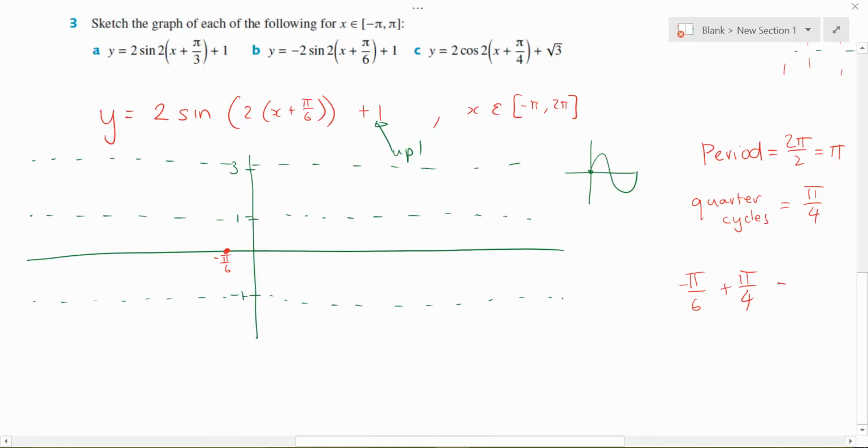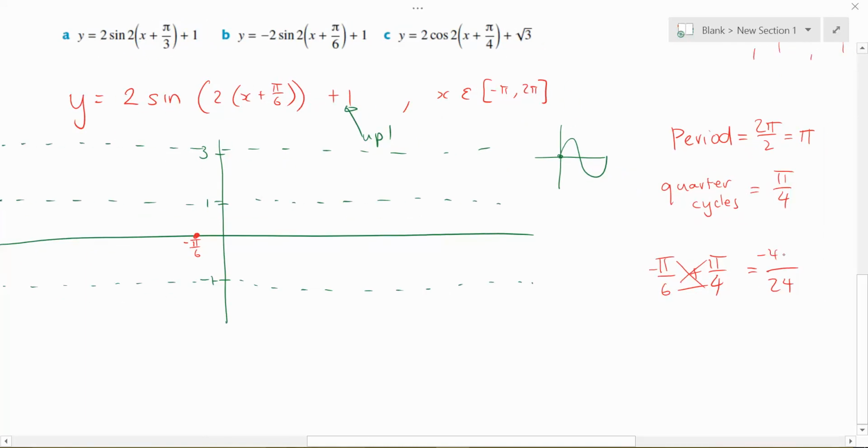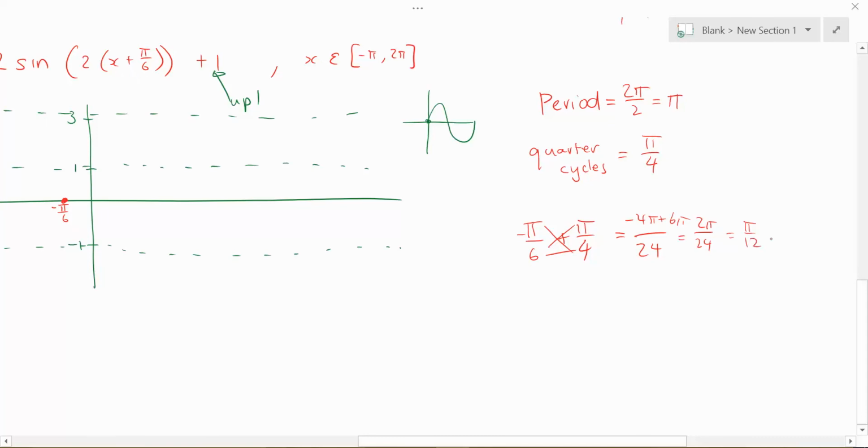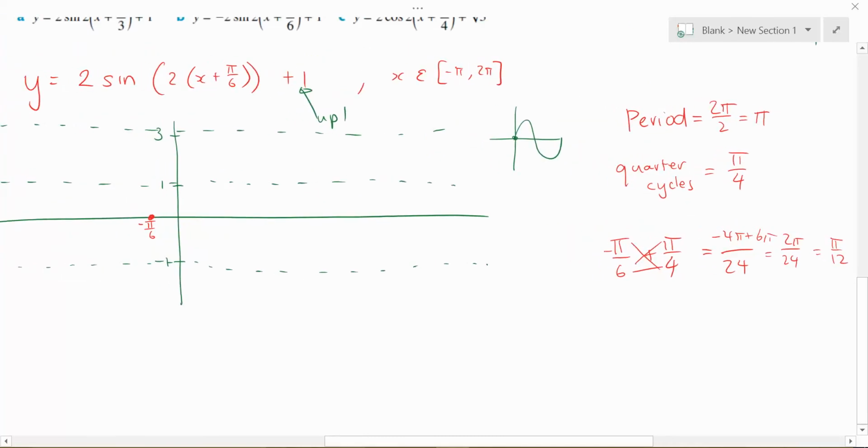So we're going to work this out. Negative pi on 6 plus pi on 4 is technically, you can do your cross method if you like. That's 24. That's negative 4 pi plus 6 pi. That gives you 2 pi on 24, which is the same thing as pi on 12. I'm just doing fractions right now. 6 times 4 is 24. 4 times negative pi is negative 4 pi. 6 times pi is 6 pi. Negative 4 plus 6 is positive 2. 2 out of 24 is pi on 12. So now I know I need to move to the next point, and that's pi on 12.